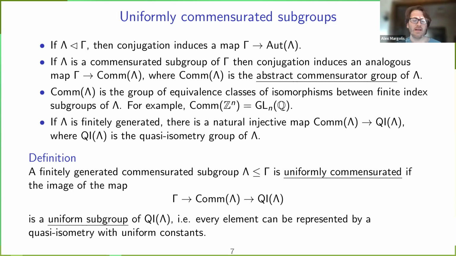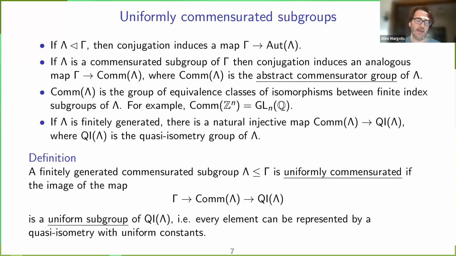If we have a finitely generated commensurated subgroup lambda of gamma, we say that it's uniformly commensurated if, as well as being commensurated, the image of the map, so we have a map from gamma to the abstract commensurator of lambda, and then we post-compose that with the inclusion into the quasi-isometry group, we want the image of this to be what's called a uniform subgroup of the quasi-isometry group. And that means essentially that every element in the image can be represented by a quasi-isometry whose constants are uniformly bounded.